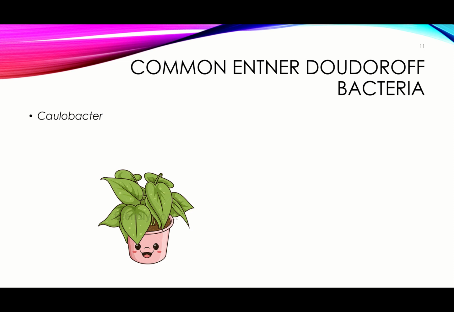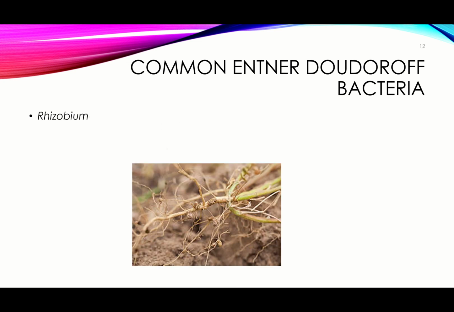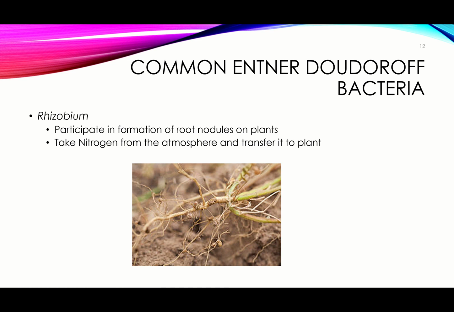Another common genus is Caulobacter. Caulobacter are heterotrophic aerobes that live in aquatic environments. They attach to plants or other microorganisms via a stalk. Rhizobium participate in formation of root nodules on plants. They take nitrogen from the atmosphere and transfer it to plants.